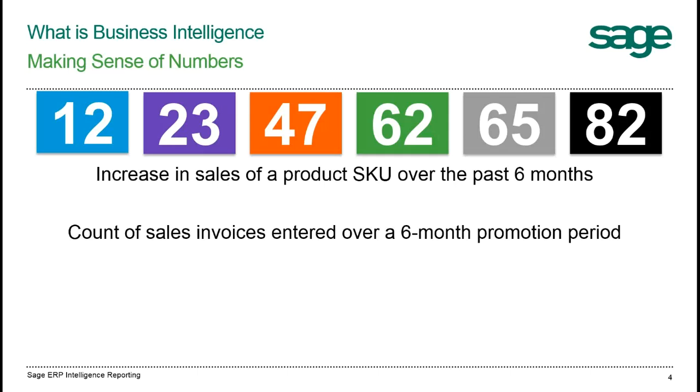Here's a second example. Perhaps this is a count of sales invoices entered over a 6-month promotional period. Maybe this promotion is working, or maybe it's not working. But what it does mean is that if these numbers we see here represent the volume of transactions over time, I might need to look at increasing my headcount to manage that transaction volume. What if this is just one promotional period and I've got several planned over the next few months? How is that going to affect my volume?